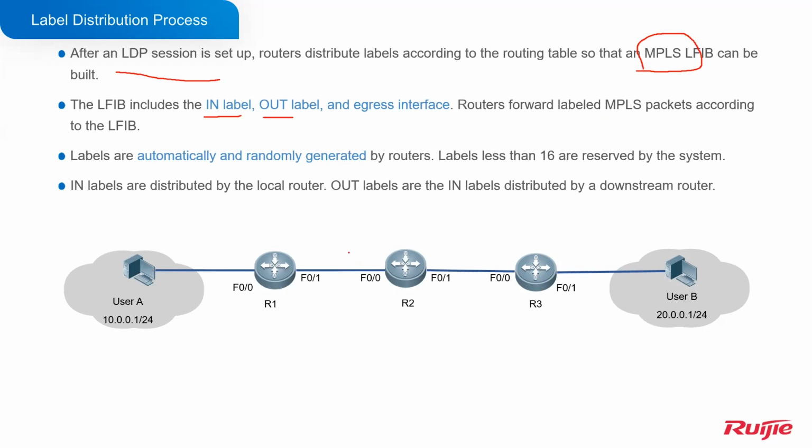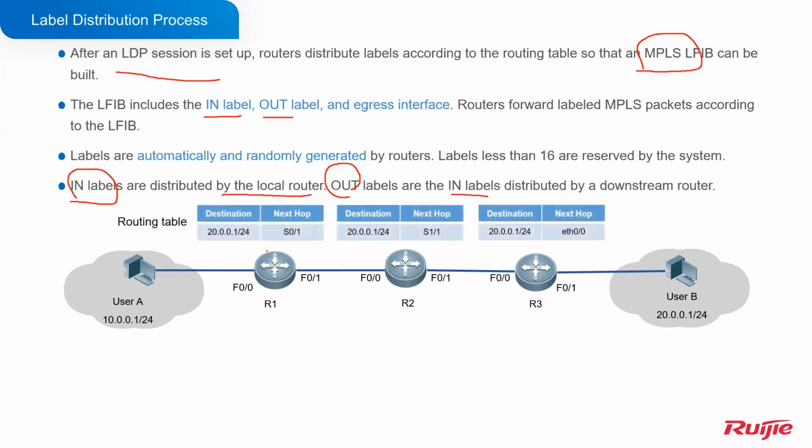Maybe you reboot the router, you will find the same FEC, but the label will be different. And the very important thing is that we have an in label and an out label. The in label is distributed by the local router itself, but the out label is the in label distributed by the downstream router. That means every router, for example, now if user A and user B want to communicate with each other by the MPLS label, right?